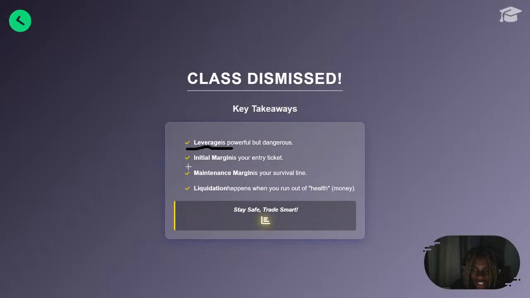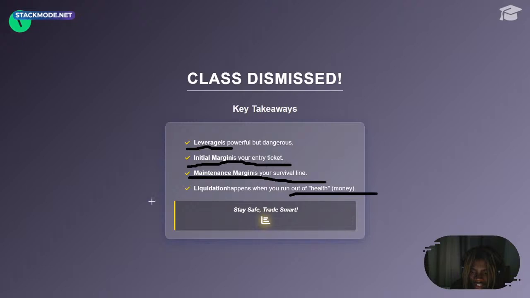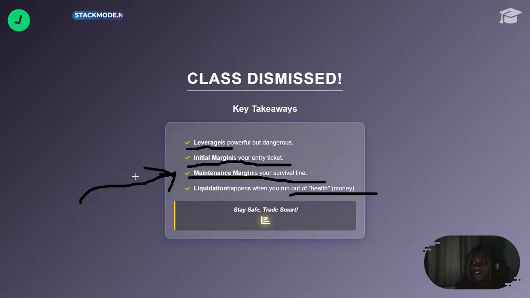The initial margin is going to be your entry ticket, and the maintenance margin is your survival line. Liquidation happens when you run out of money and you don't meet the maintenance margin. If they tell you, yo, we need $500 in order for you to have this trade open, they don't care if you're in a trade. If your account goes underneath that $500, goodbye. You're not allowed to trade with this right now, and you owe us some money. So it's like that.